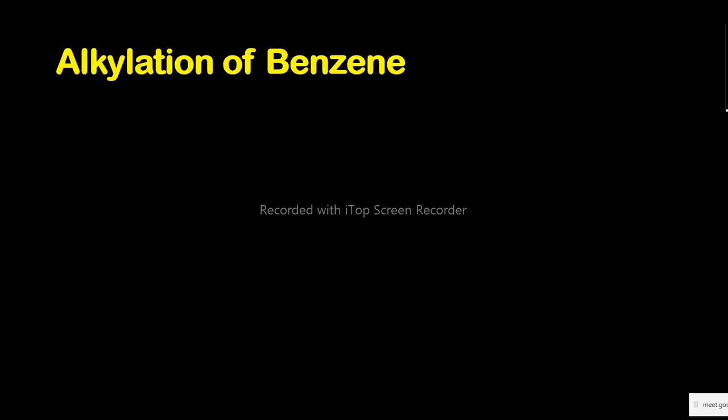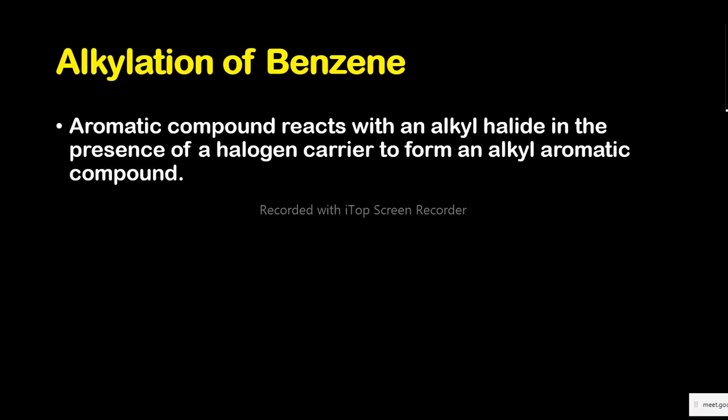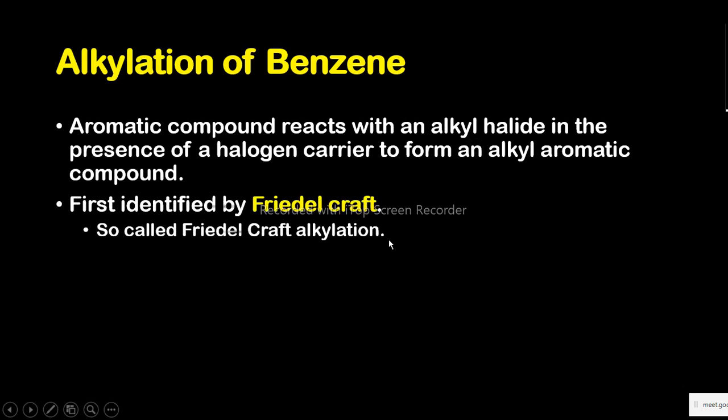Now, with alkylation, this one just refers to addition of an alkyl group to a benzene ring. And there are two methods of addition of an alkyl group to a benzene ring. In one, we can use an alkyl halide in presence of a halogen carrier. There we shall add an alkyl group, or we can react an alkene with benzene in presence of a mineral acid. Still, it's the same thing. We shall add an alkyl group to a benzene ring.